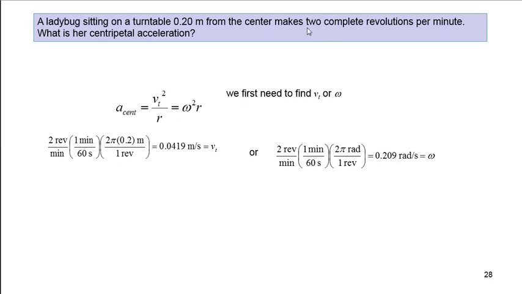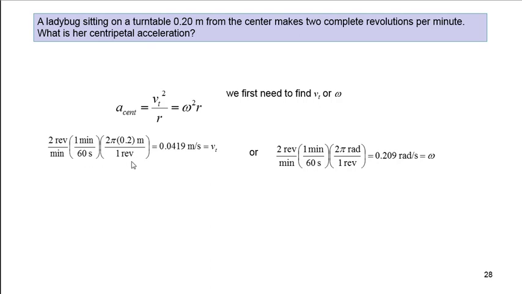I'm going to take the information that we're making 2 complete revolutions per minute. I write that as 2 revolutions per 1 minute. And thinking that I want my tangential velocity, I need my units to be meters per second. So first I'm going to convert between minutes and seconds by putting 1 minute on the top and 60 seconds on the bottom. That lets me cancel the minutes. Then I'd have revolutions per second.